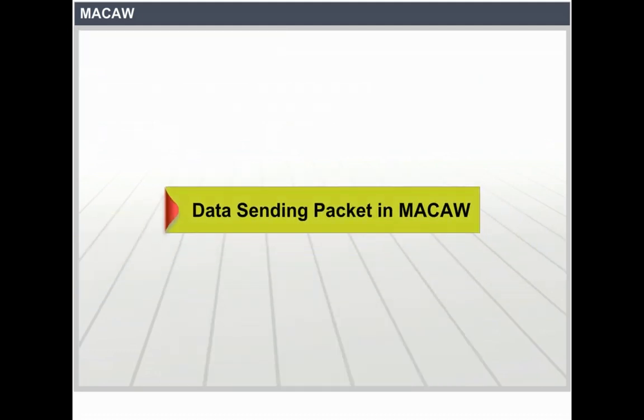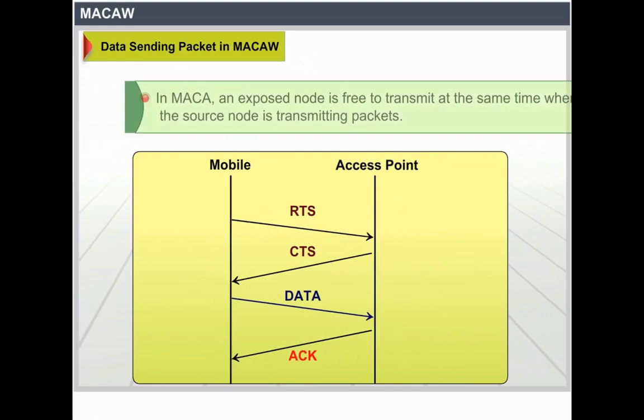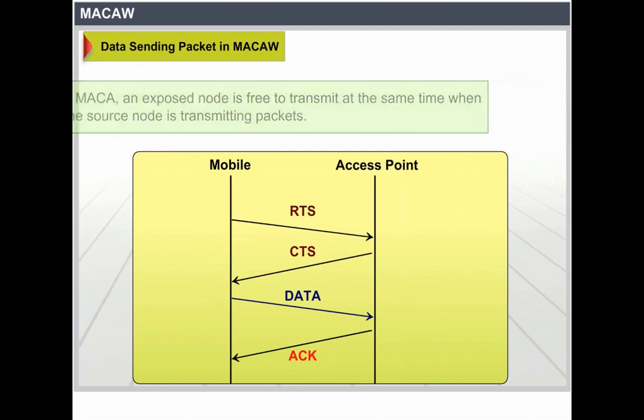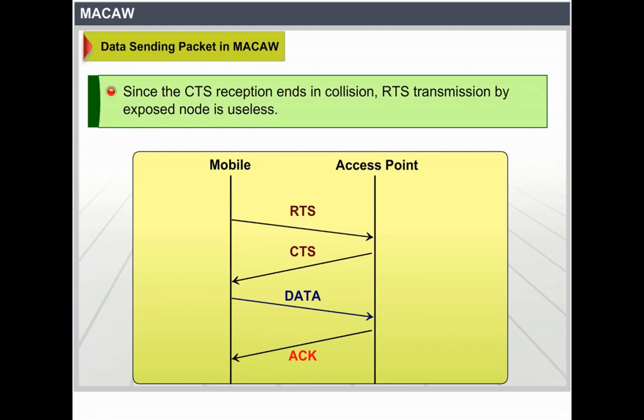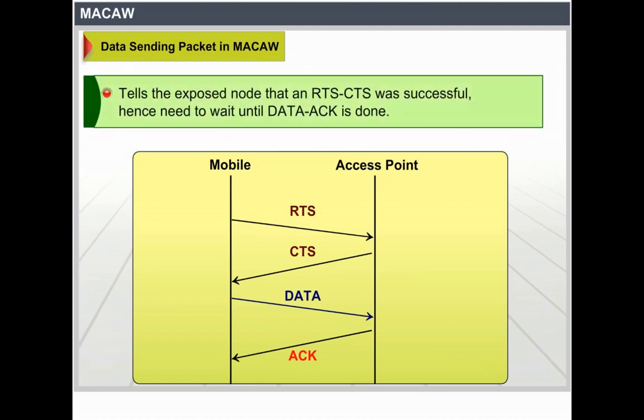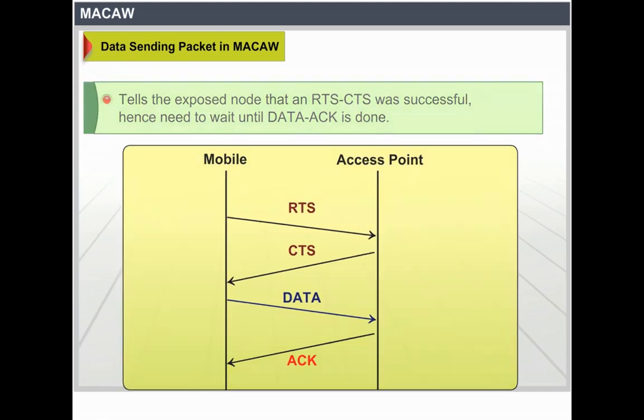Data sending packet in MACAW. In MACA, an exposed node is free to transmit simultaneously when the source node is transmitting packets. But RTS transmission by the exposed node is useless since the CTS reception will end in collision. So the source node sends a DS, data sending, message which contains the duration of data transmission. It tells the exposed node that an RTS CTS exchange was successful, hence it needs to wait until the data ACK is done.